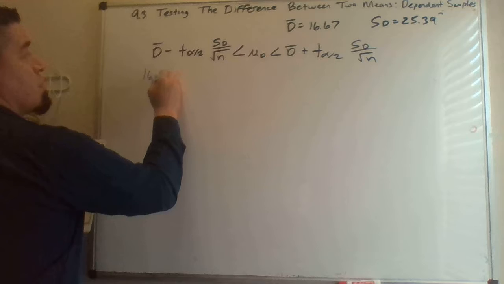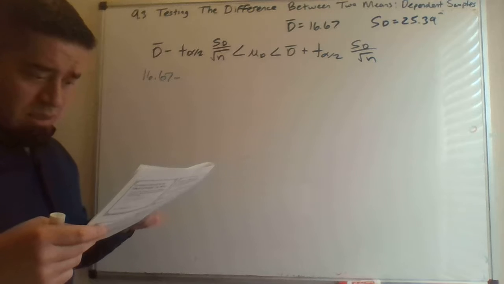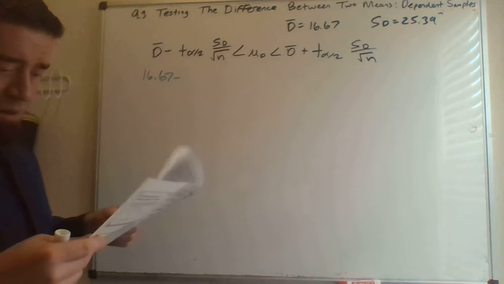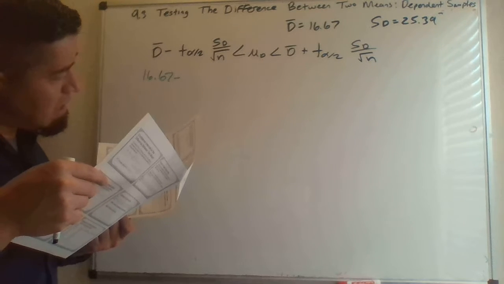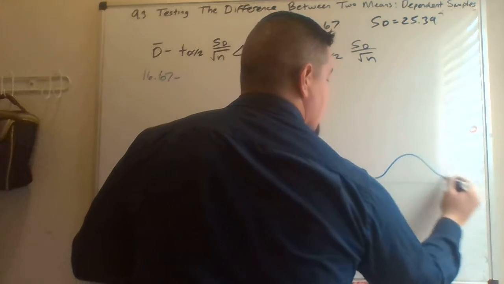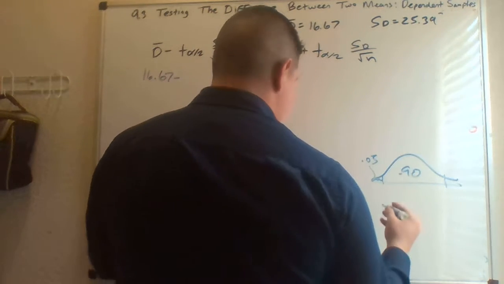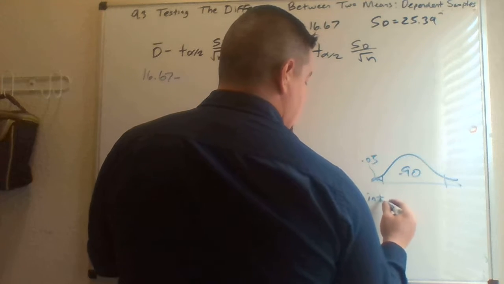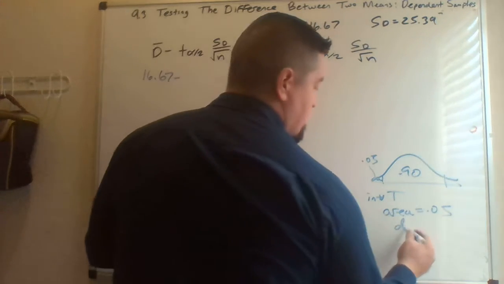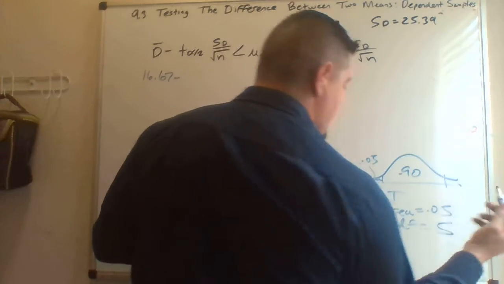So here you're going to get 16.67 minus t alpha over 2. We'll need to calculate this one, since we have a two-tailed test. It was alpha of 0.10, so we'll do a 90% confidence interval. So I'll do it over here: 90% confidence, that means 0.05, inverse t of area 0.05 with degrees of freedom. There were 6 in the sample, so 6 minus 1, that's 5.